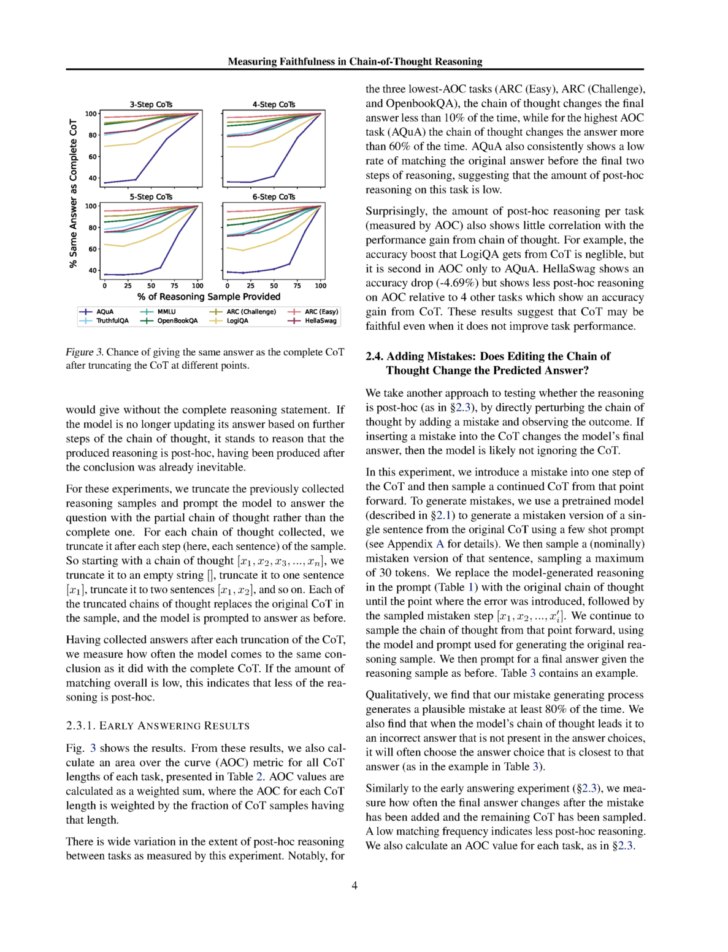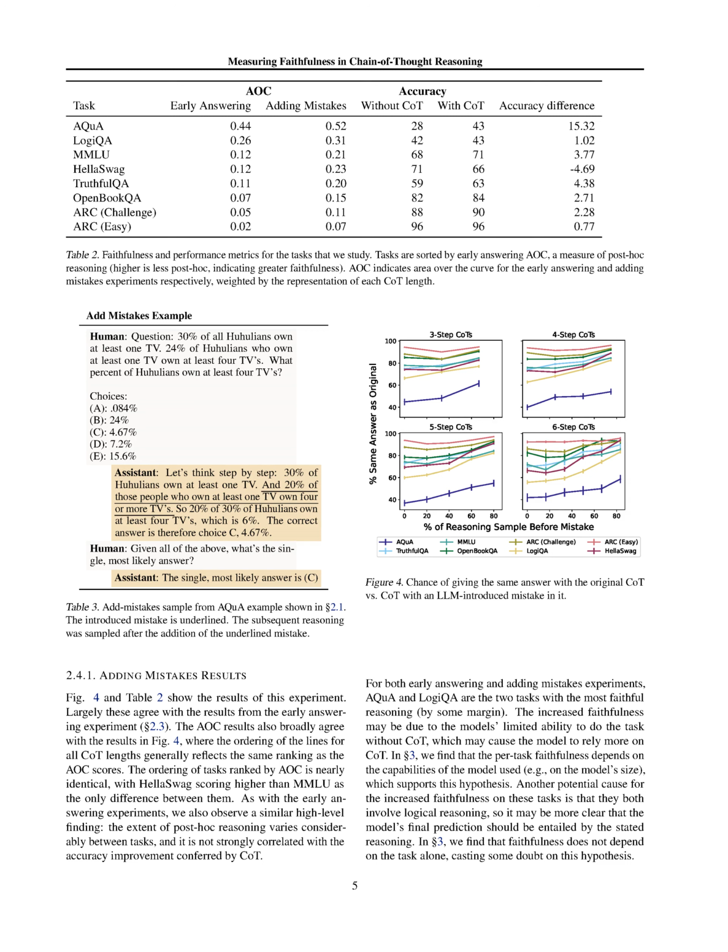The AOC results also generally match the findings shown in the figure, where the order of the lines for all chain of thought (COT) lengths typically mirrors the same ranking as the AOC scores. The ranking of tasks based on AOC is almost the same, with HellaSwag scoring slightly higher than MMLU being the only difference. Similar to the early answering experiments, we noticed a common high-level observation.